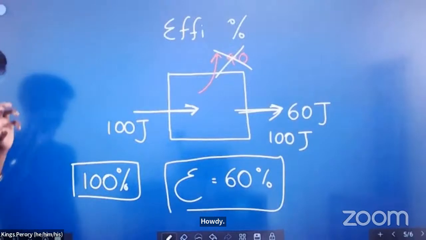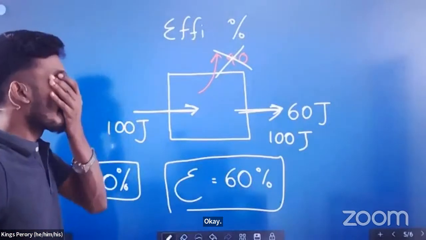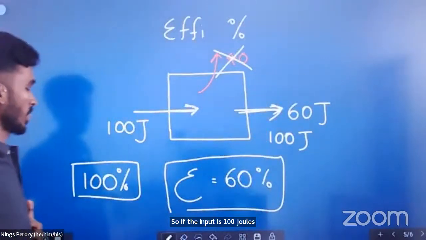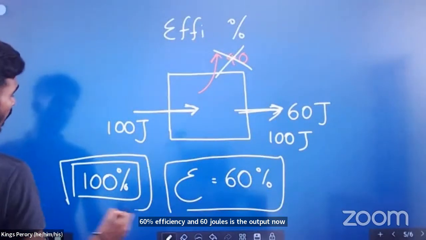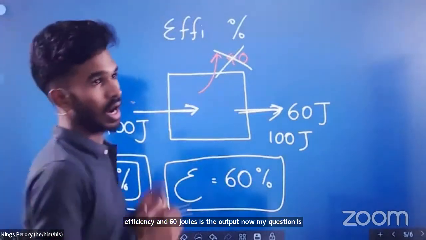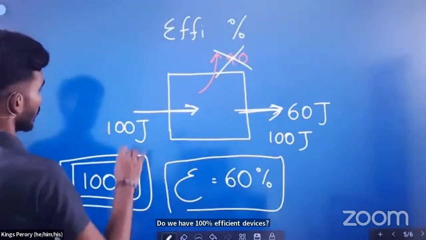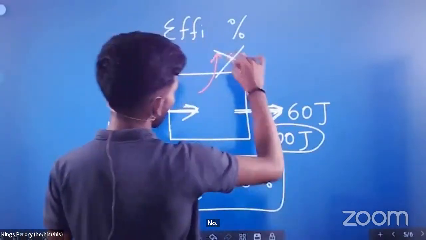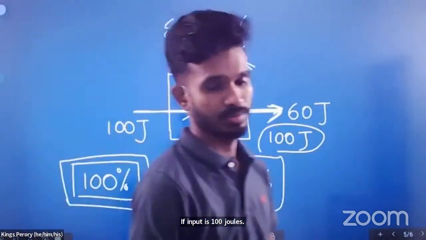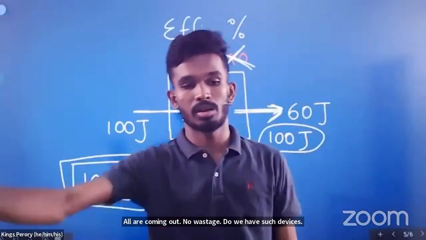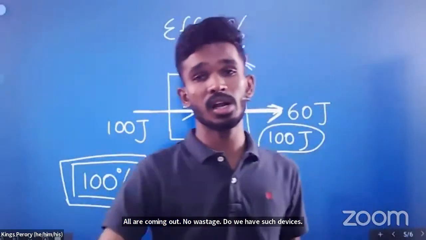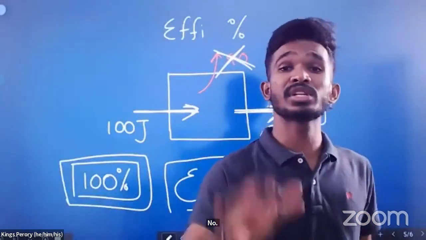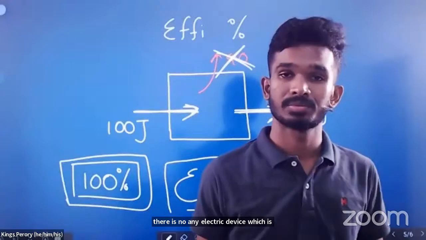So if the input is 100 joules, with 60% efficiency, 60 joules is the output. Now my question is, do we have 100% efficient devices, where if the input is 100 joules, all of it comes out with no wastage? No. In this world, up to now, there is no electric device which is 100% efficient.